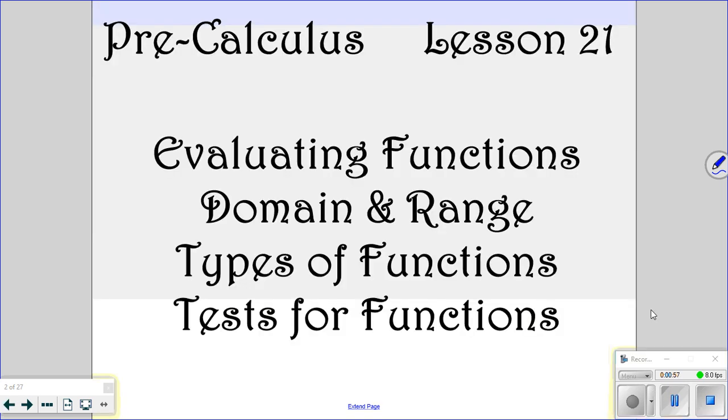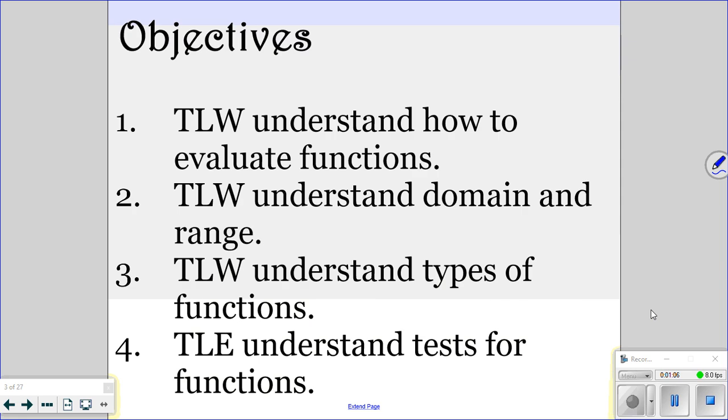We're looking at lesson 21 today. We're going to be evaluating functions. We're going to look at domain and range, different types of functions, and then tests for functions. So hopefully you'll understand how to evaluate functions, domain and range, the types of functions, and the tests for functions after this lesson.